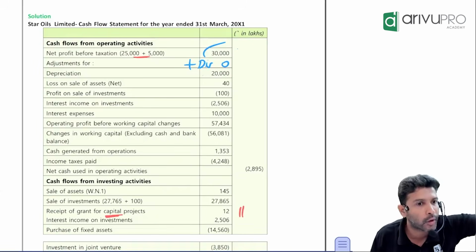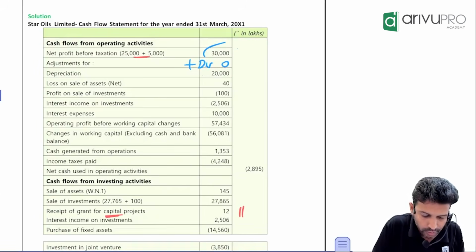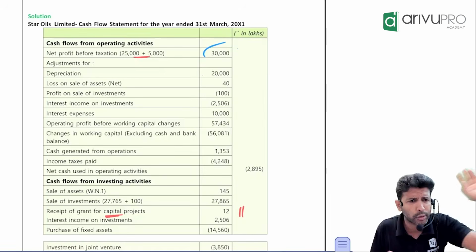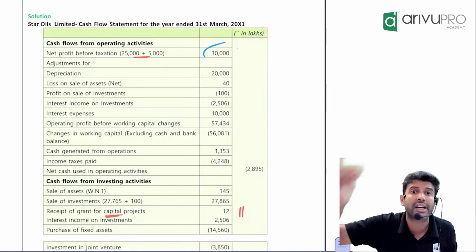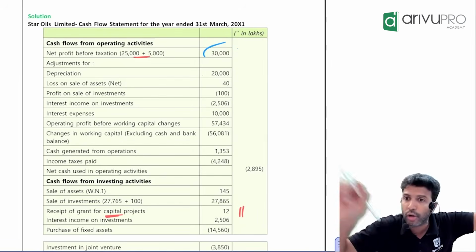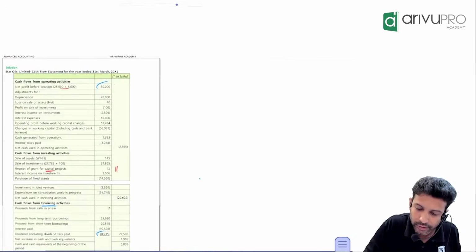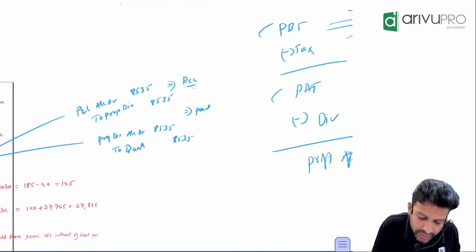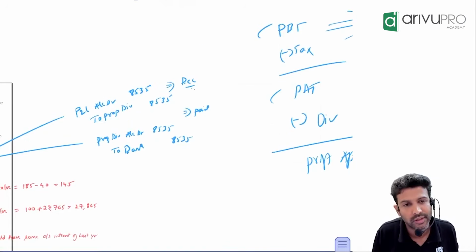Done now. Can I move forward? And then we'll have to add back. If the current year has a balance, you need to prepare a ledger, find out how much current year dividend is declared, and only that declared amount for the current year will be added back, because the journal entry for dividend declared is P&L to proposed dividend.